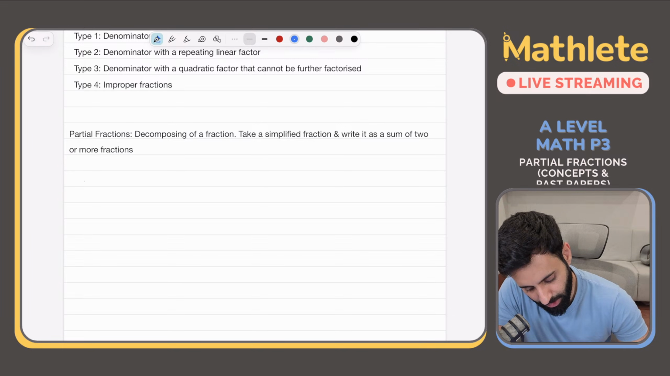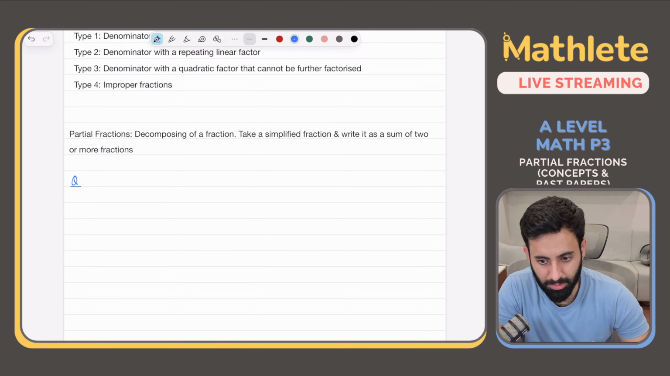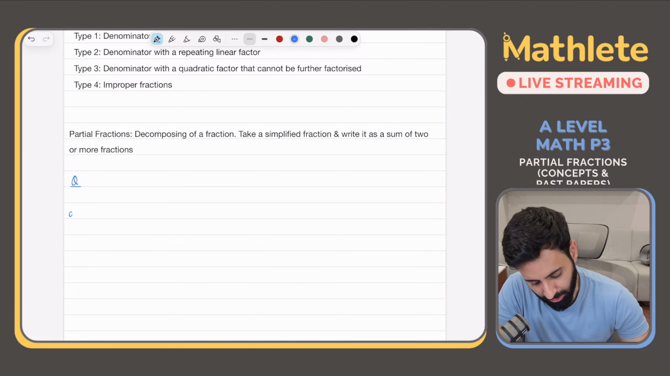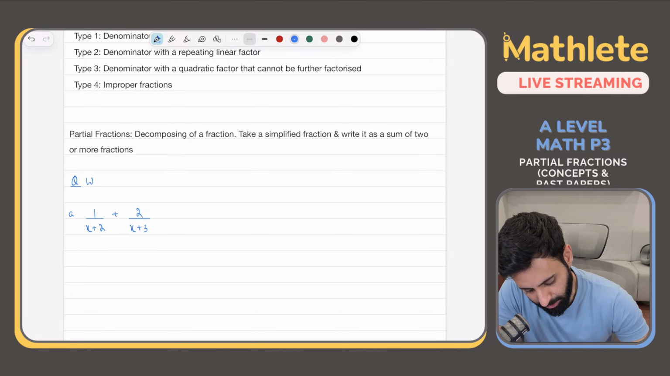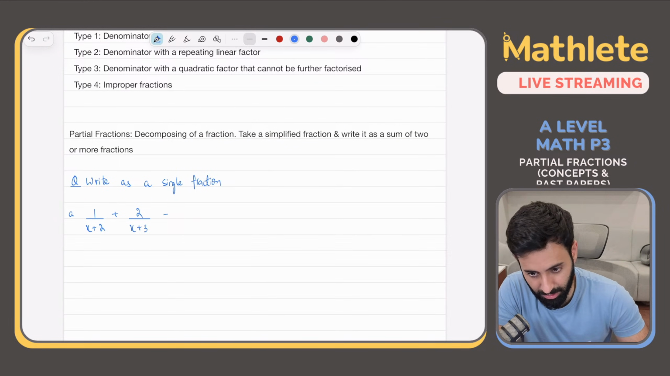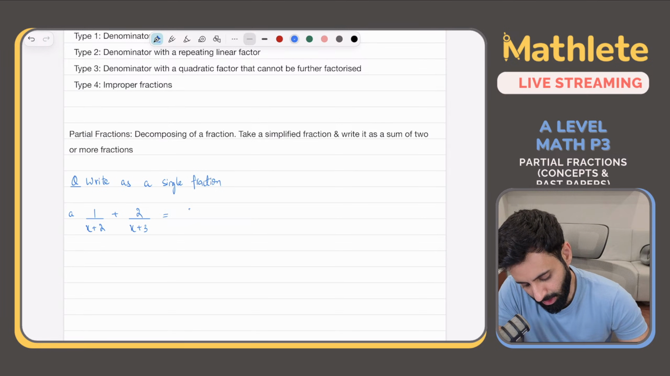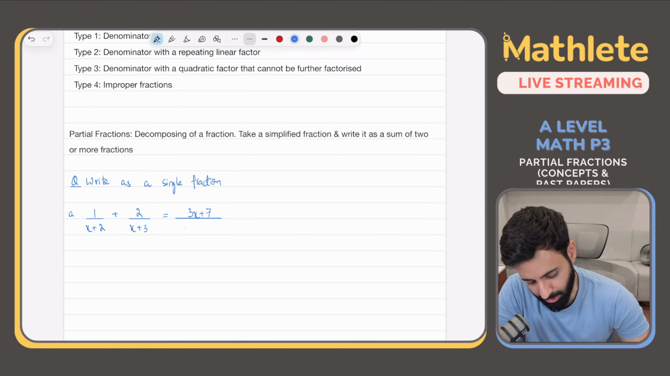Okay. If we take a walk down memory lane, let's suppose we have something like this: 1 over x plus 2 plus 2 over x plus 3. Normally when you got a question like this, back in O-levels or IGCSE, you would be asked to write it as a single fraction. You would do so by taking the LCM and cross multiplying, and this is what you're going to end up with.